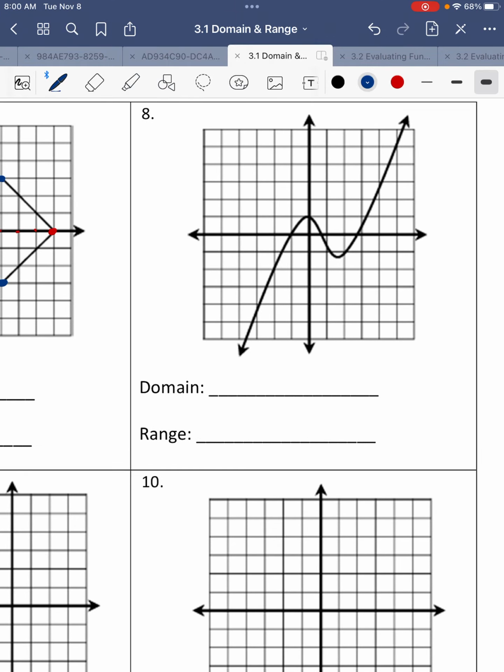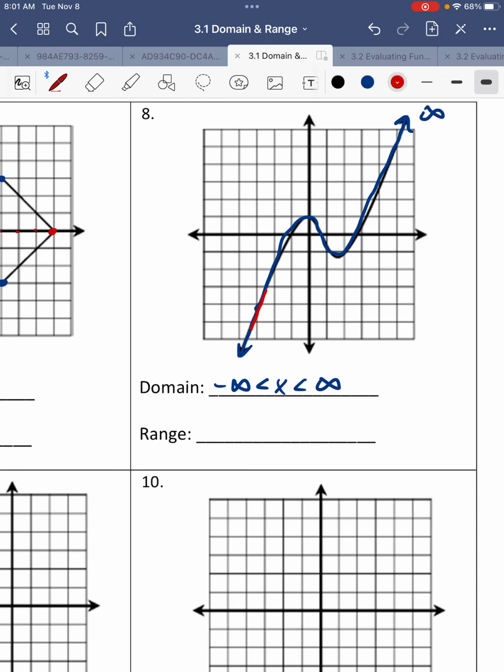Domain of our next one, how far left does the graph go? This leftmost point is going to go left forever to negative infinity. How far right will it go? It's going to keep going right forever to infinity. Remember, this can be called all real numbers also.